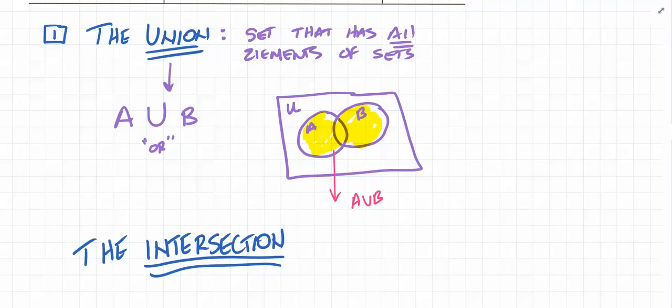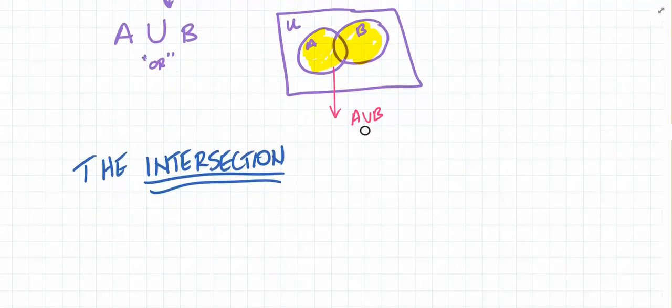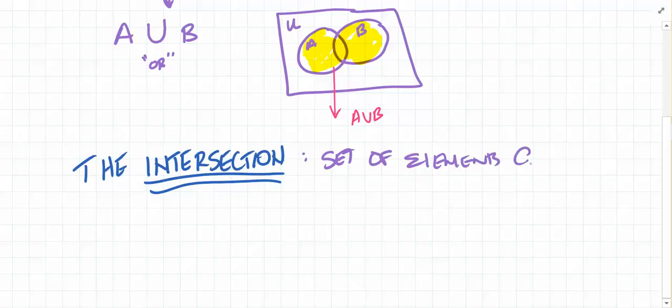The intersection of two or more sets is the set of elements common to every set. Okay, so I'll write that down. It is the set of elements common to every set. And that's our definition for us.